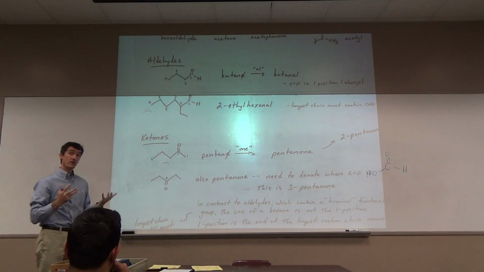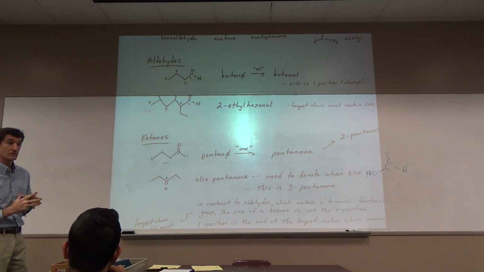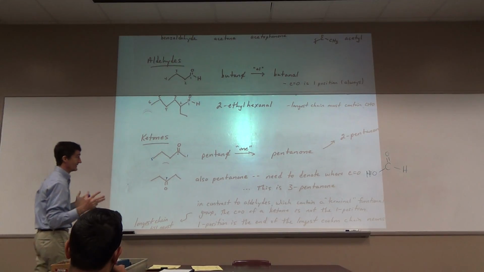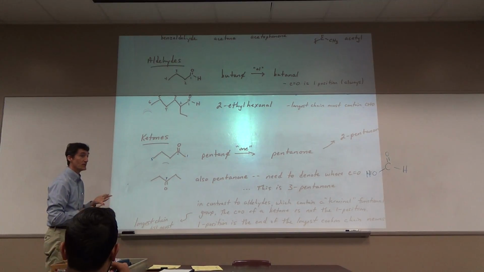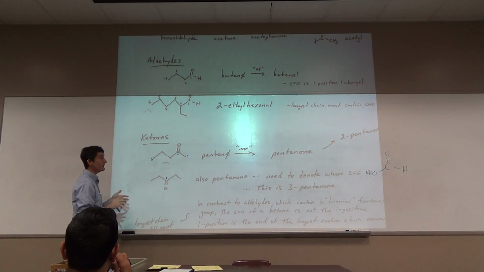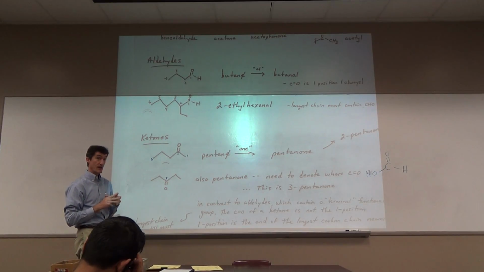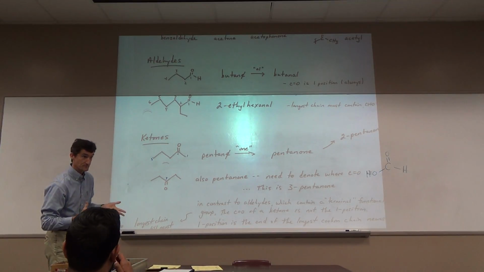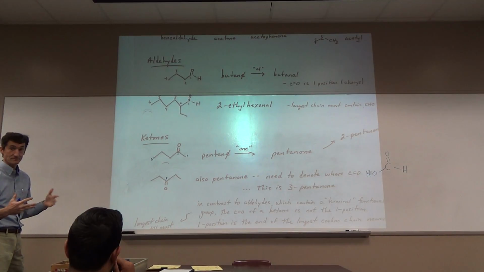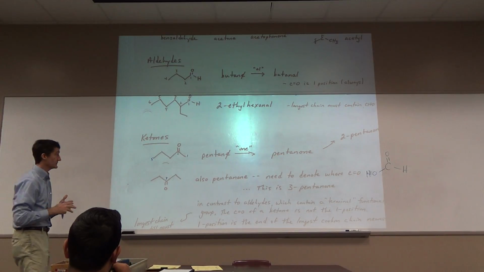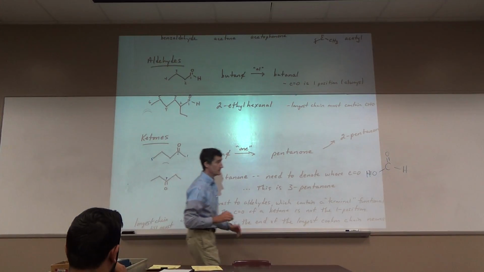What about 1-pentanone? Can you have 1-pentanone? No, because it wouldn't be a ketone. It'd be an aldehyde. So there's no such thing as 1-pentanone or 4-pentanone, or 5-pentanone. But you do have 2-pentanone and 3-pentanone, and these are, of course, isomers. What type of isomers? Constitutional isomers, the plain kind, but not stereoisomers.